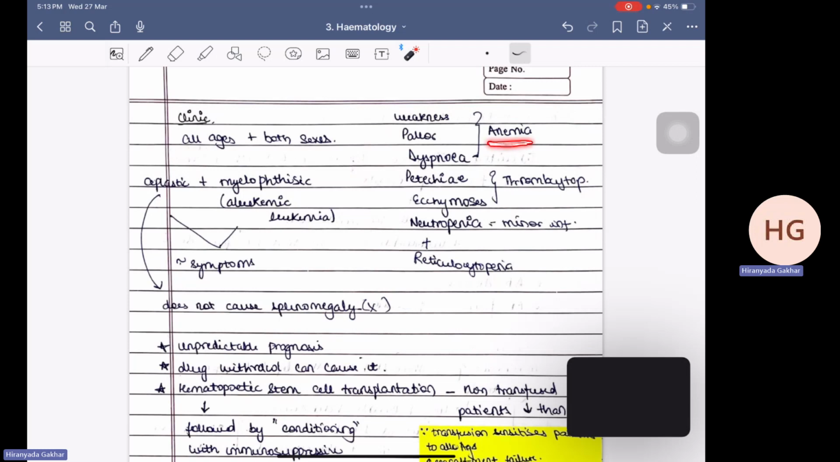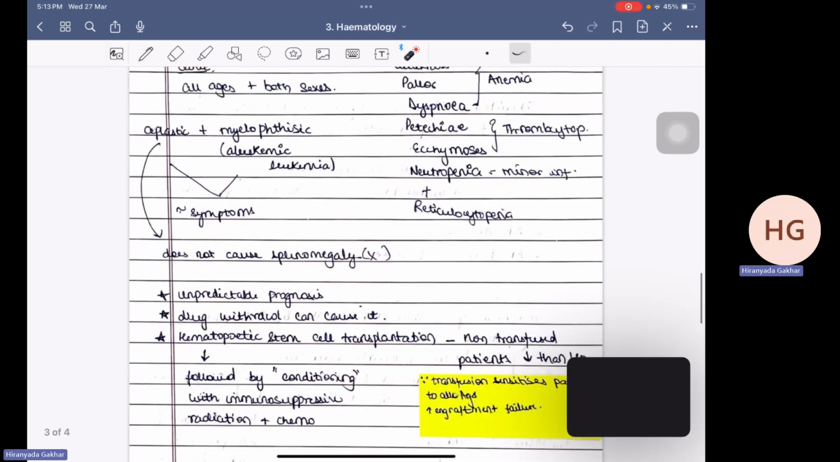So with anemia, you will see symptoms of anemia. There's weakness, there's pallor, there's dyspnea. With thrombocytopenia, because there is a problem in the formation of the primary plug, because the platelets are less, you will see petechiae and ecchymosis. And with neutropenia, you will see that the patient is susceptible to a lot of minor and opportunistic infections. And on the peripheral blood smear, you would see reticulocytopenia.